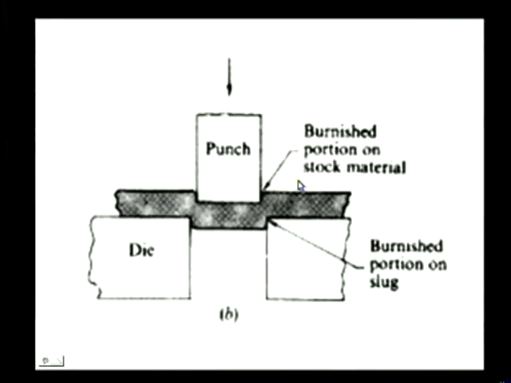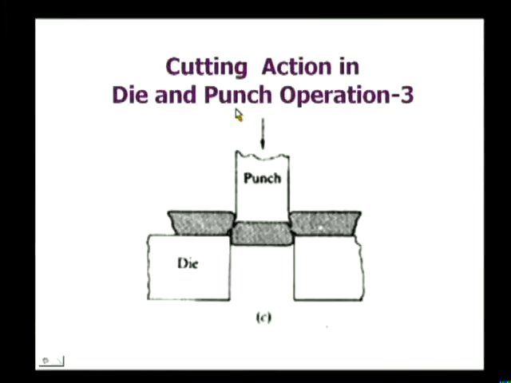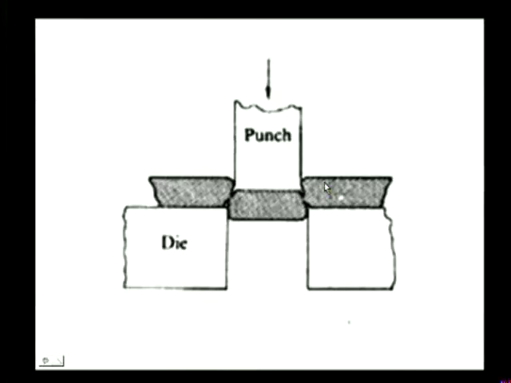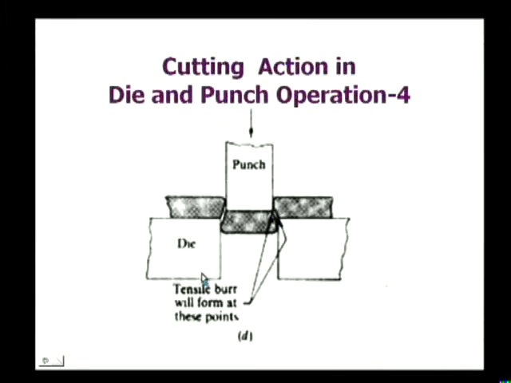As the punch further advances downwards, this is the position. And if the punch further moves downwards, it can be seen that the slug gets separated from the stock material and is ready to fall down. And here at the next step, at the end a tensile bar may be formed at these 2 points. Of course, this is to be finished at a later stage.